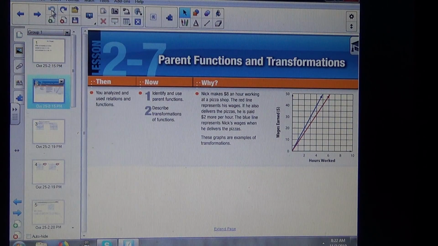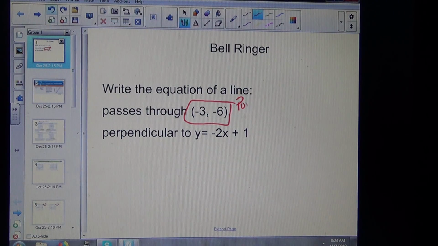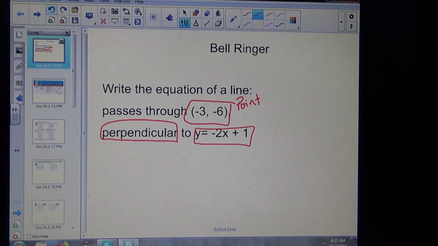So let's actually answer that bell ringer. So here is the answer to the bell ringer. So it says write an equation of a line that passes through this point. Okay, so we have a point, and it's perpendicular. Perpendicular is the key word here to this equation. Well, what do you guys know about perpendicular lines?